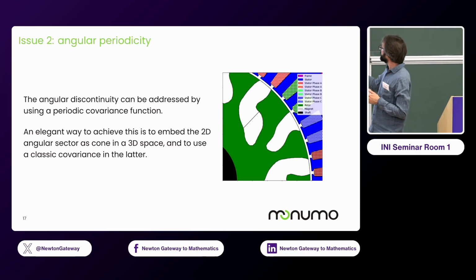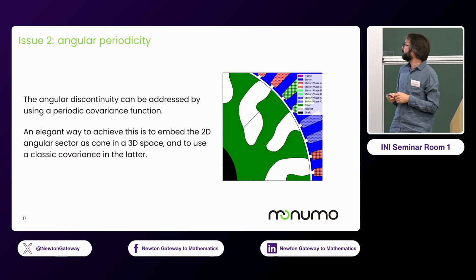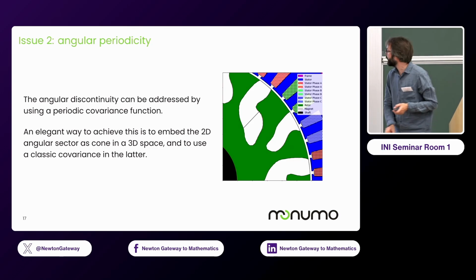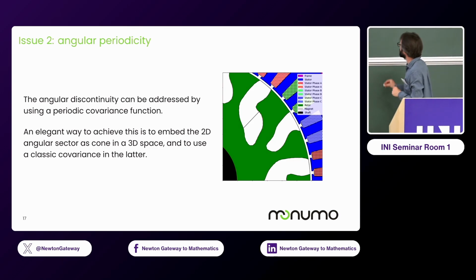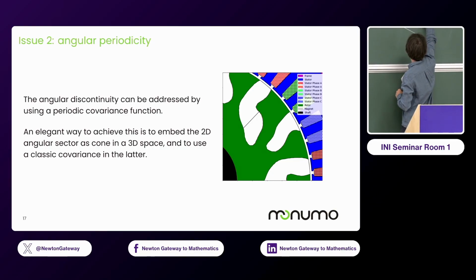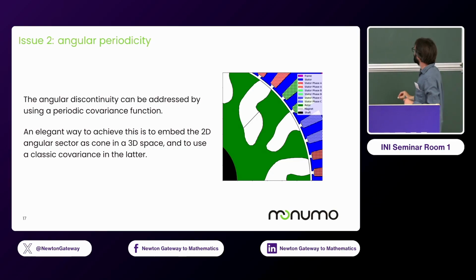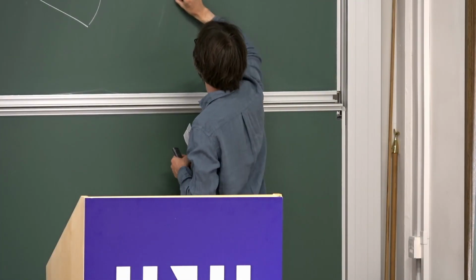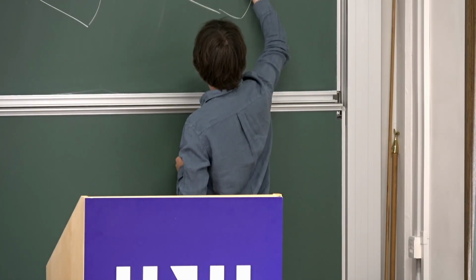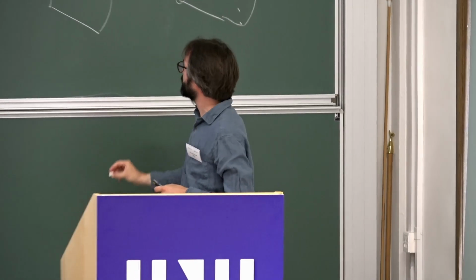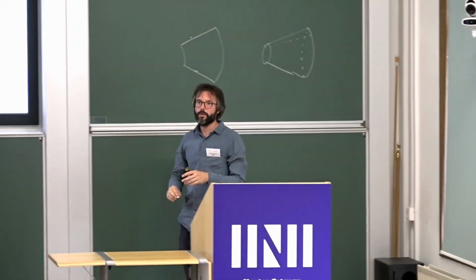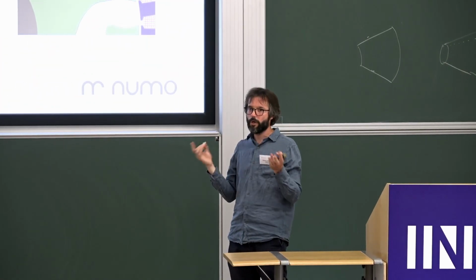Basically, we want some angular periodicity here. A good way to do that with Gaussian processes is to take a periodic covariance function. A nice way to see that in this specific case is to say that if this is my rotor in 2D, I can embed this 2D into 3D and end up with a cone. So I'm basically stitching these two boundaries somewhere here, and I have a classic covariance function that sits over a 3D space.